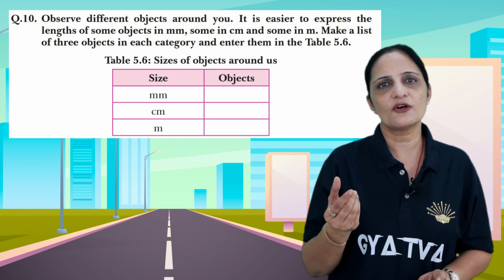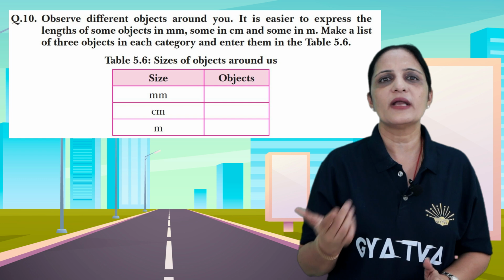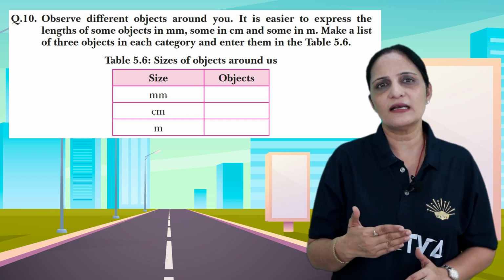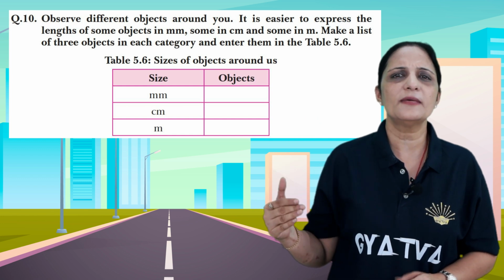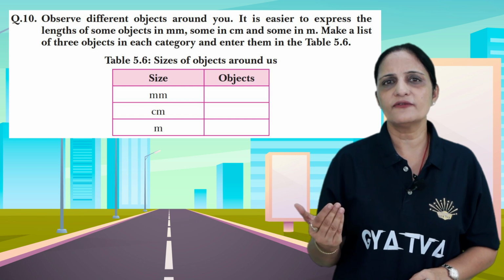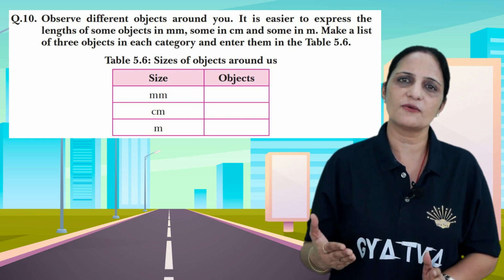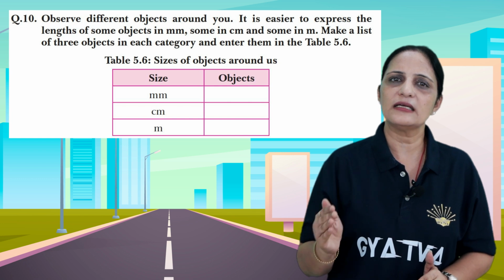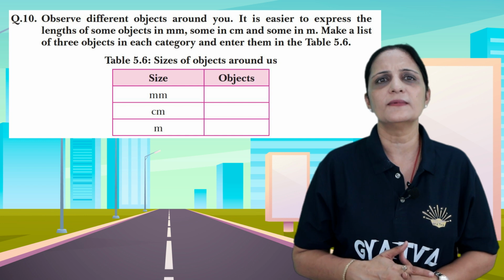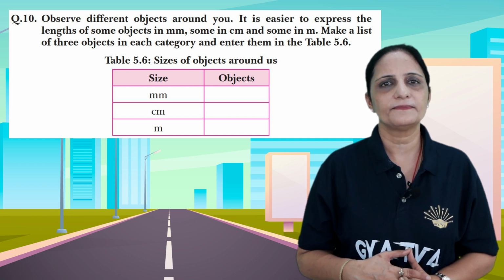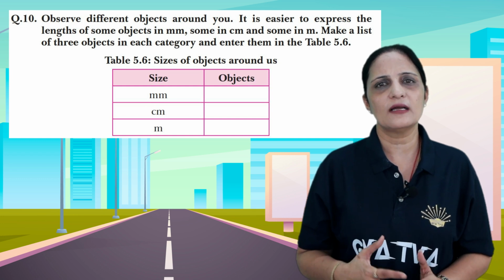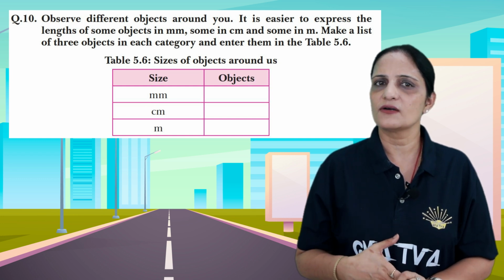So make a list of 3 objects in each category and you have to enter in the table which is given below. एक तरफ लिखा हुआ है साइज मिलीमीटर, सेंटीमीटर, मीटर, और वहाँ पे आप लिखेंगे ऑब्जेक्ट्स as the examples I have already given you. So any of the objects you can take 5 to 6 objects with you, और उनके along मीटर या मिलीमीटर, सेंटीमीटर, मीटर किस में आप उस ऑब्जेक्ट को रखेंगे वहाँ पे उसकी आप लेंथ मेजर कर सकते हैं. So do it yourself with the help of your friends. आप अपने फ्रेंड्स के साथ एक ग्रुप बना लो और इकट्ठे बैठकर आप इस एक्टिविटी को कर सकते हैं.